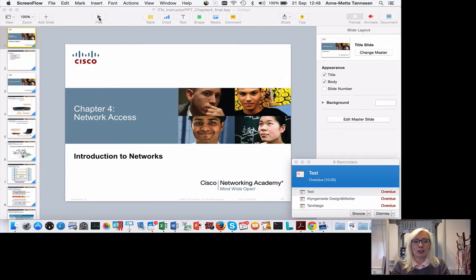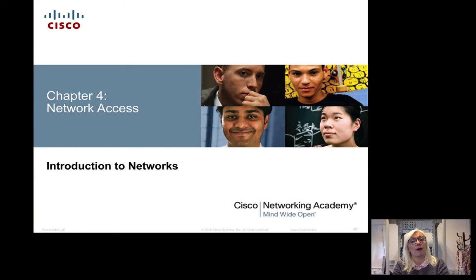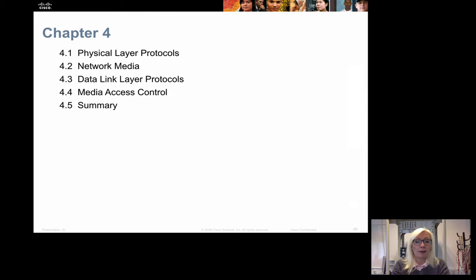Okay, so this is the presentation of chapter 4, which is about network access and networking media. We will divide this chapter into 4 different subsections. The first is about the network or the physical layer protocols. Then we have the networking media, the different types of media. We have the data link protocols and the media access control. And I will do these 4 different sections in 4 different recordings.